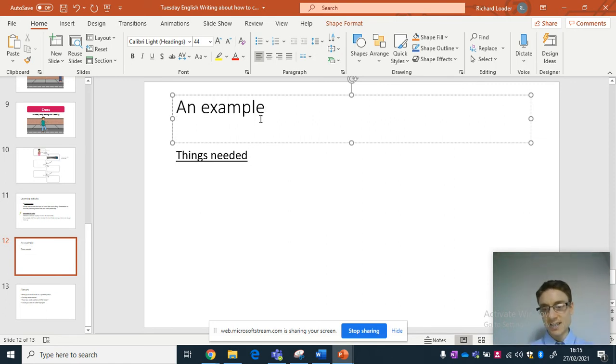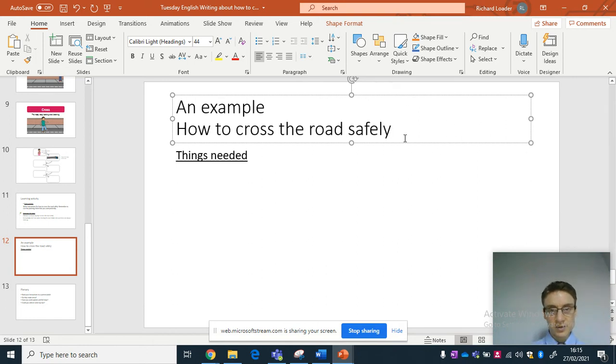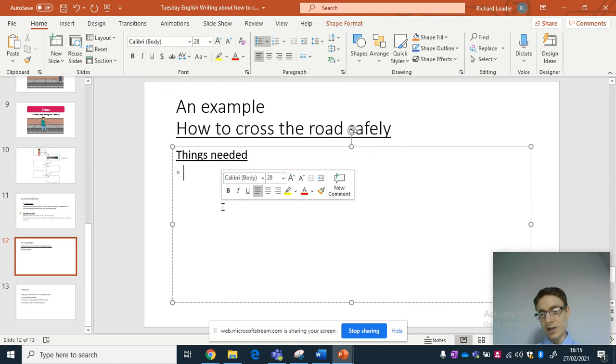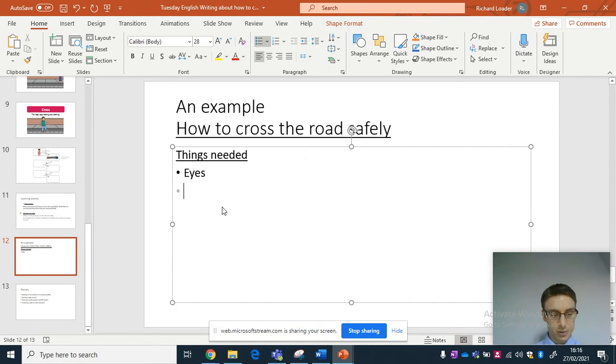So our instructions need a title, don't they? And it's going to be how to, often instructions start with that, how to cross the road safely. It's always good to underline our title, use a ruler. So the things that we need now, we do, don't we? We need to use our eyes and our ears. They're really important.